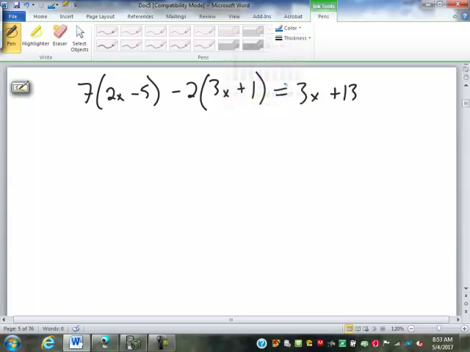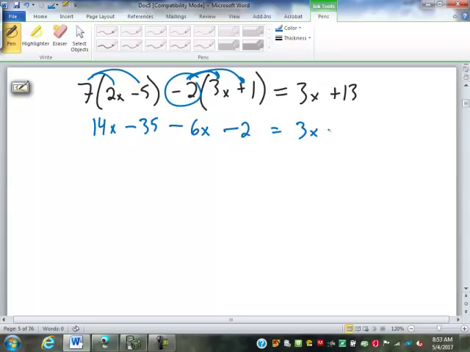Something like this. Shoot 7, okay, 7 times 2x, 14x. 7 times negative 5, negative 35. Negative 2 times 3x, negative 6x. Negative 2 times 1, negative 2. Nothing to do on the right side. Over here, what am I going to do?